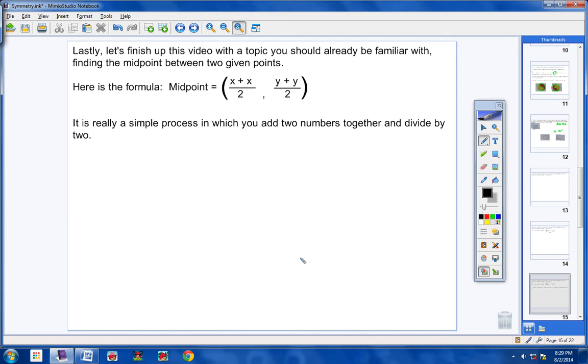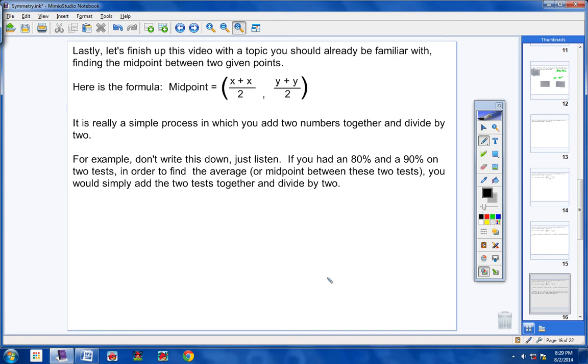It is really a simple process in which you add two numbers together and divide by 2. For example, and don't write this down, just listen. If you had an 80 and a 90 on two tests, in order to find the average or the midpoint between these two tests, you would simply add the two tests together, would you not? And divide by 2. And if you added 80 and 90 together and divided by 2, what average would you get? 85. And is that not right in the middle of 80 and 90? Sure it is. And that's why we add two numbers and divide by 2. It's like finding the average or the midpoint. Okay? All right, let's continue on.